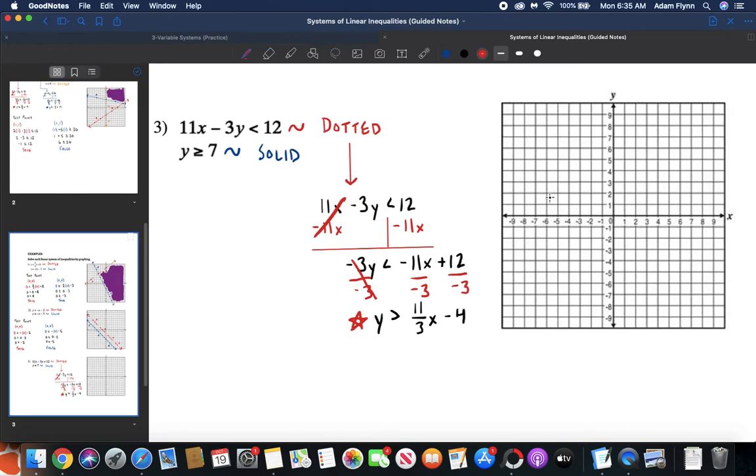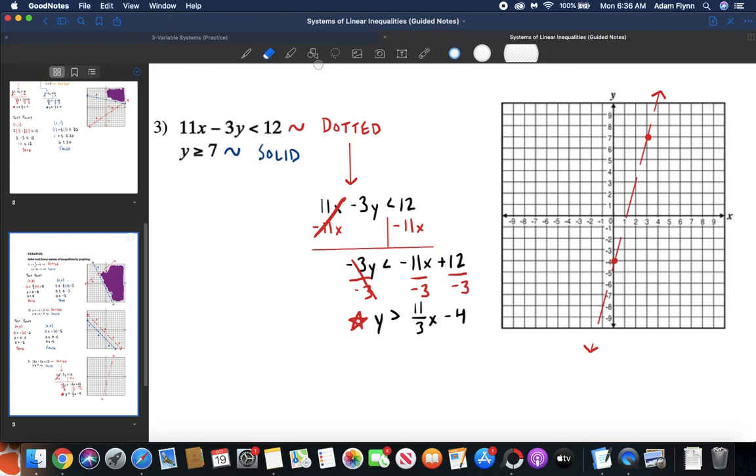Okay, so I can go ahead and do that. I'll start my red line at negative 4. And my slope is 11 over 3, so I'll go up 11 and to the right 3. Or I could go down 11 and to the left 3. I'll connect. I'll extend it in both directions. And it's dotted, so I'll take out my eraser and put some dashes in here.